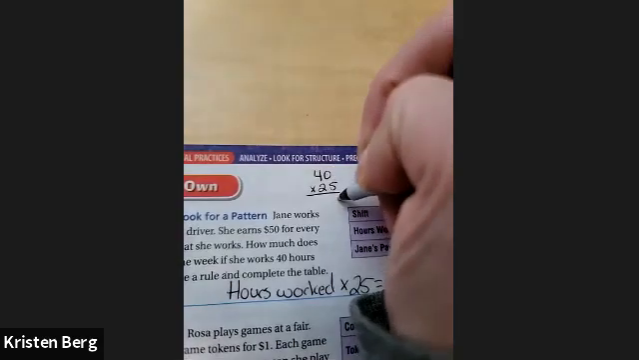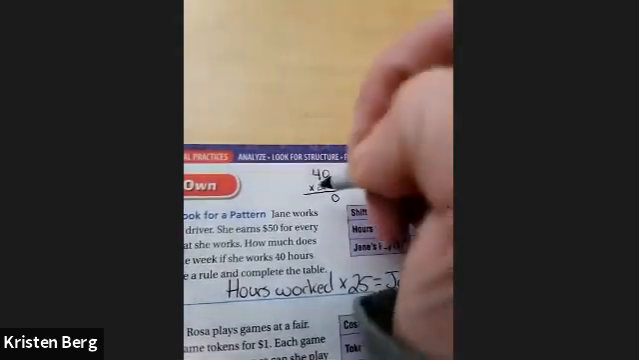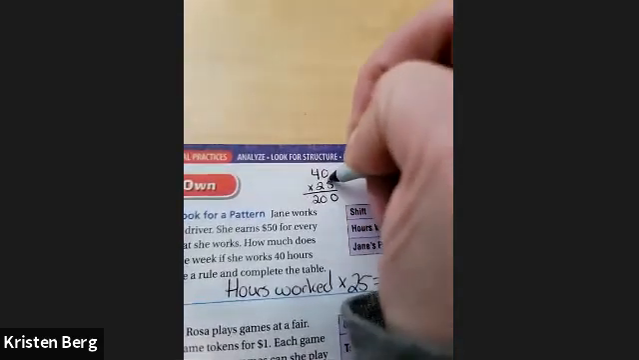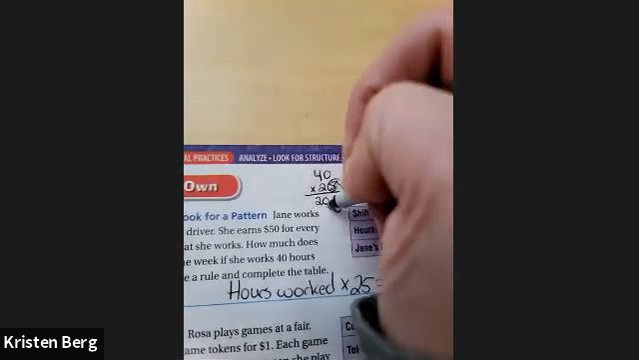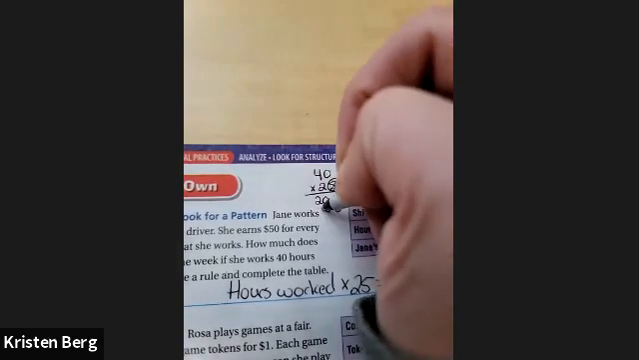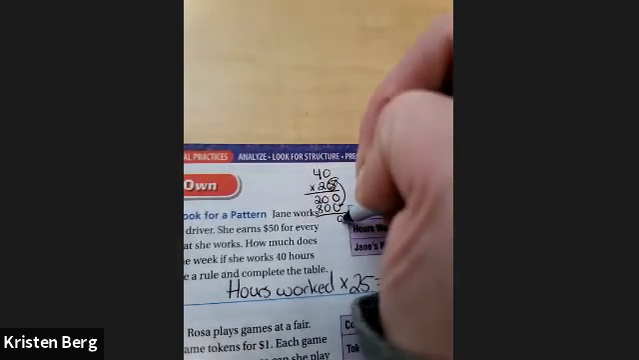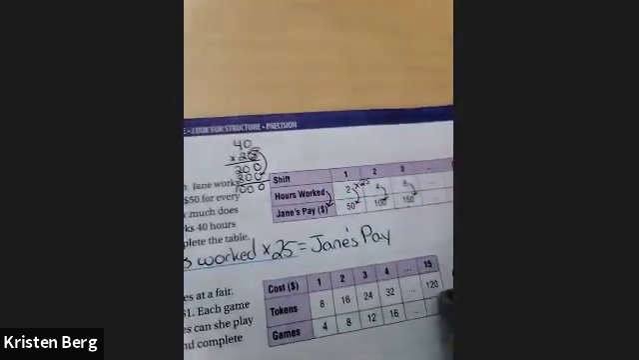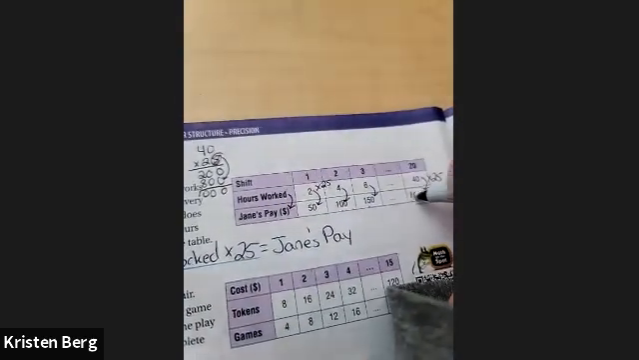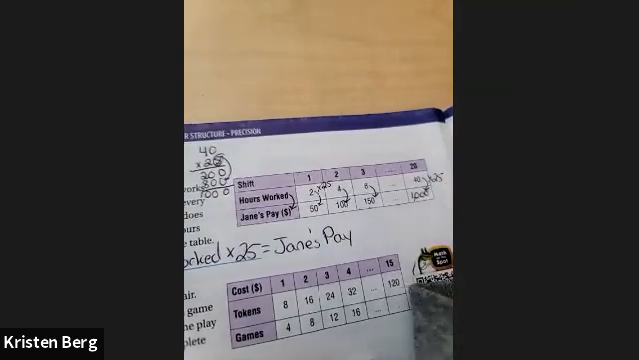So 5 times 0 is 0. 5 times 4 is 20. Then I bring a 0 on down. Then 2 times 0 is 0. And 2 times 4 is 8. So when you add this, it'll be 0, 0, 8 plus 2 is 10. So then your answer would be $1,000.